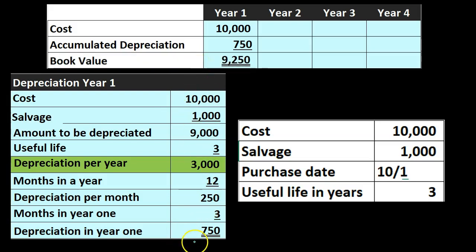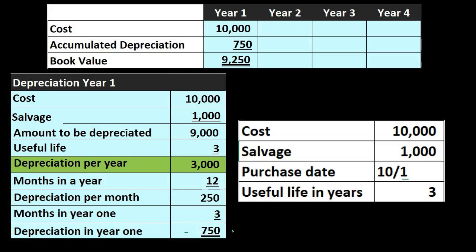Remember that they can ask you for the depreciation here, and it's great to get to that point. But it's really common, even for multiple choice questions, to ask for the book value or the accumulated depreciation, just to give a little extra level of complexity. So make sure to be able to calculate both depreciation and at least a couple years of the accumulated depreciation and book value.